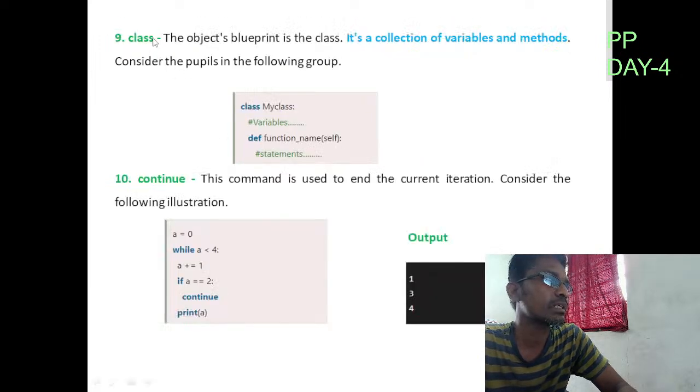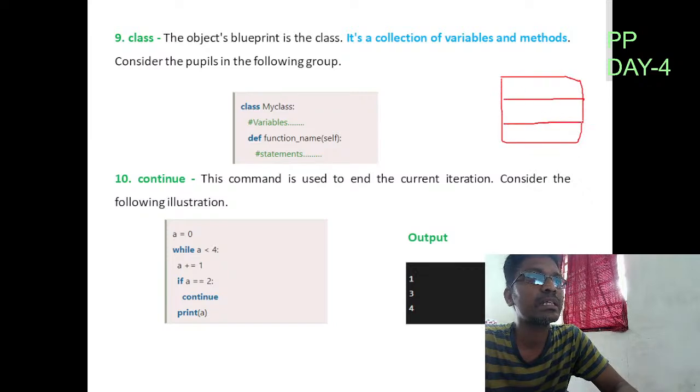Next one, class. So what is a class? It is a collection of variables and methods which will be wrapped into one single unit, called a class. I think you all know the class diagram. It contains three sections. It contains the class name, the name of the class.